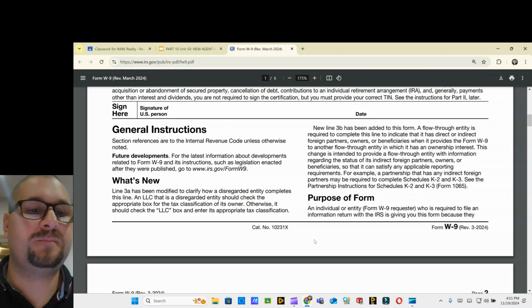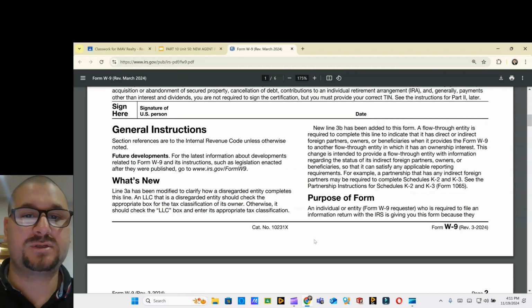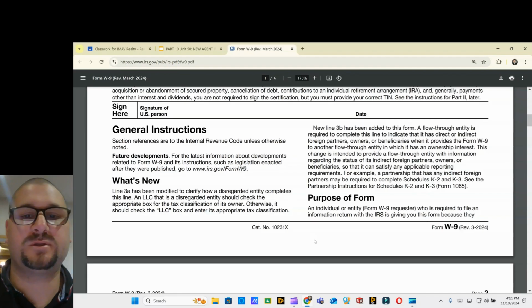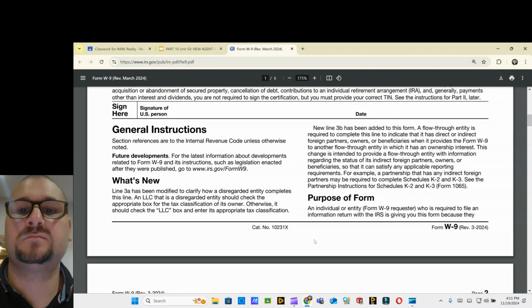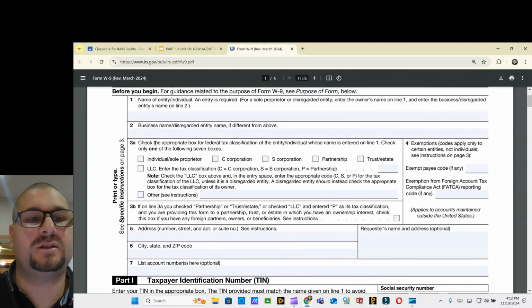Line 3A has been modified to clarify how a disregarded entity completes this line. An LLC that is a disregarded entity should check the appropriate box for the tax classification of its owner. Otherwise, it should check the LLC box and enter its appropriate tax classification. New line 3B. So if we go up to line 3A and 3B, that's new. Right? They did something with 3A, and 3B.